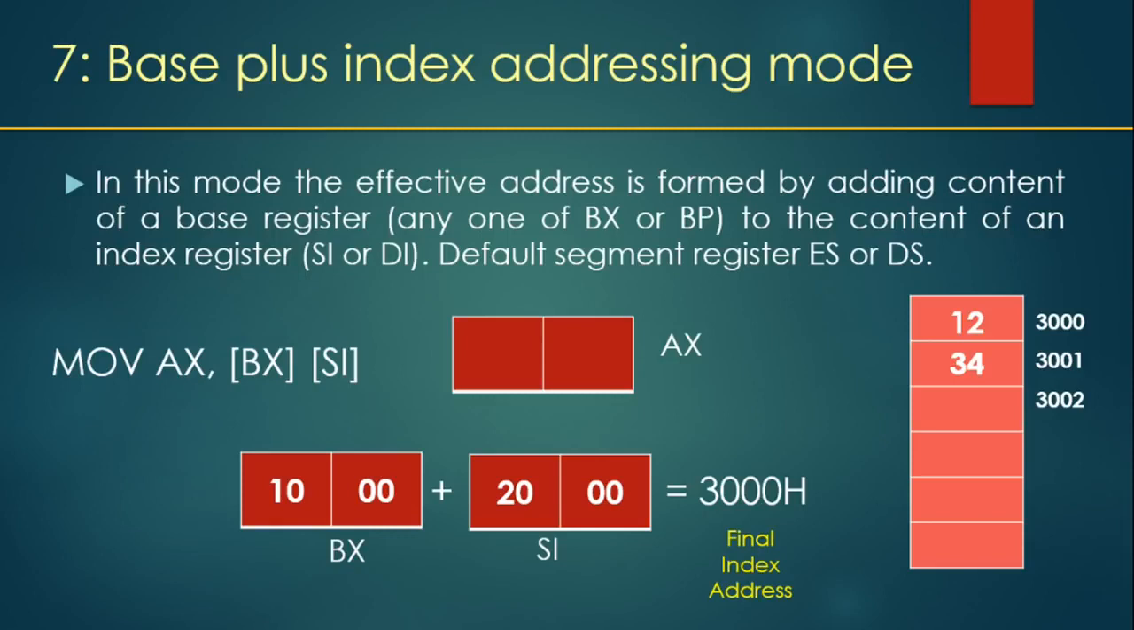So what is going to happen is that the offset address is going to be created with the help of BX plus SI. If BX has 1000 and SI has 2000, the values of the offsets will be added and the resultant address will be 3000 hex. And this 3000 hex is the resultant offset address, which will be inside the data segment or the extra segment. That location will give us 16-bit data which will be copied to the AX register. I hope you're getting it.